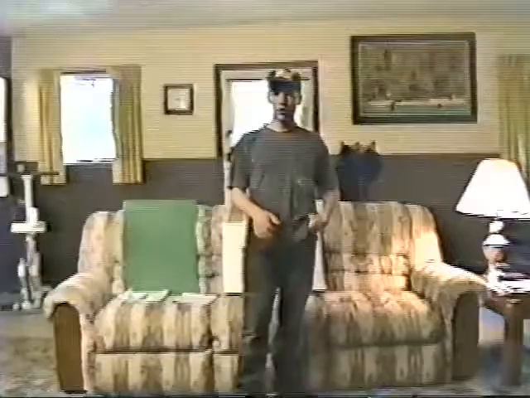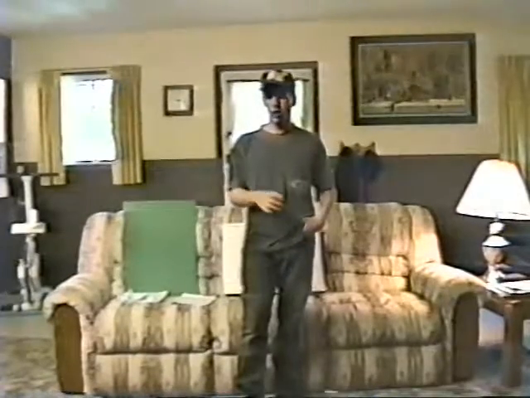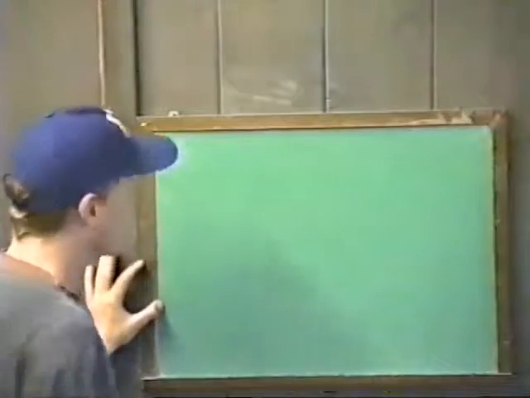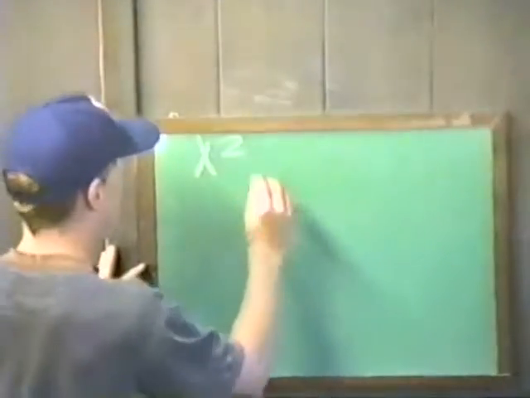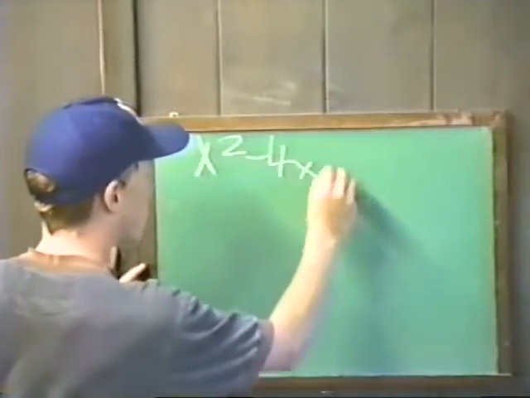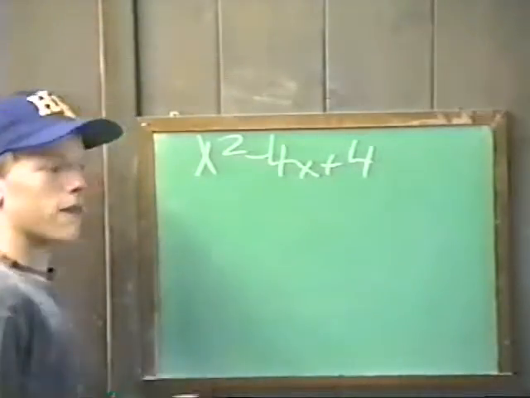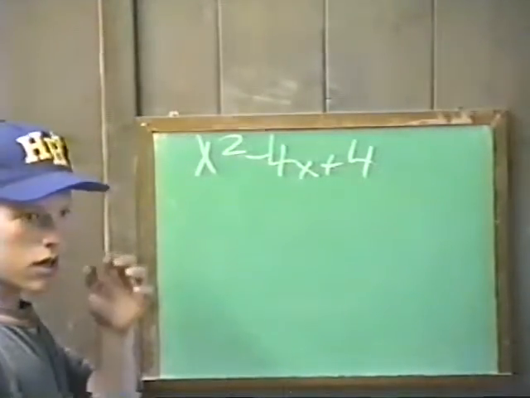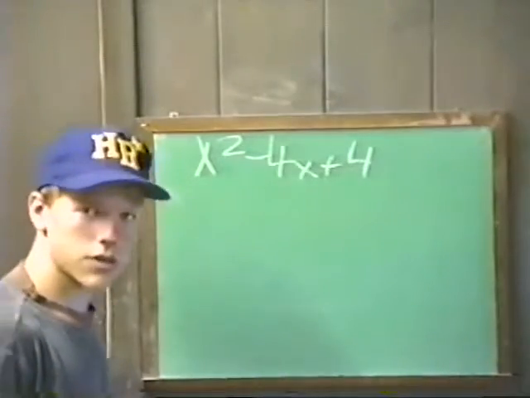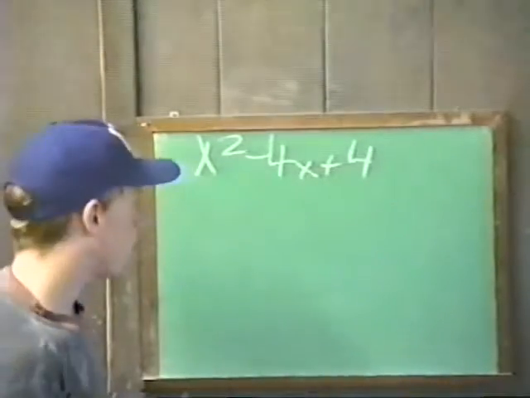Now we come to the quadratic formula. This formula does the same thing as factoring, only I think it's easier. And here we are again down at the chalkboard. Do you remember this equation? This is the one we did last time. Now, the quadratic formula does the same thing as factoring, but it works, I think, a little easier.